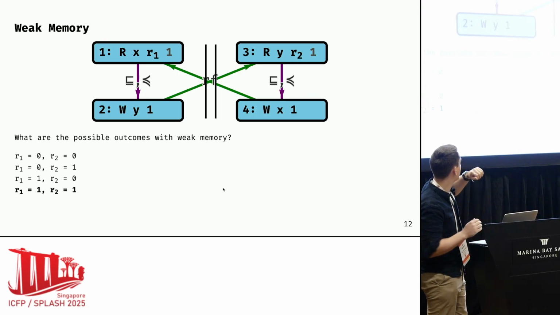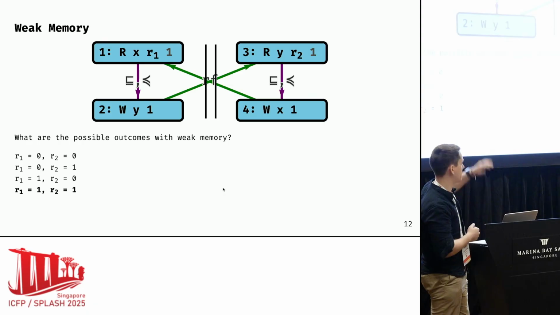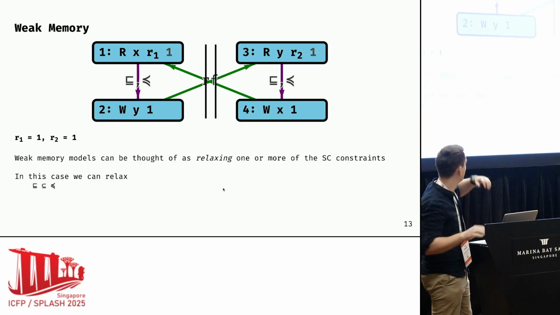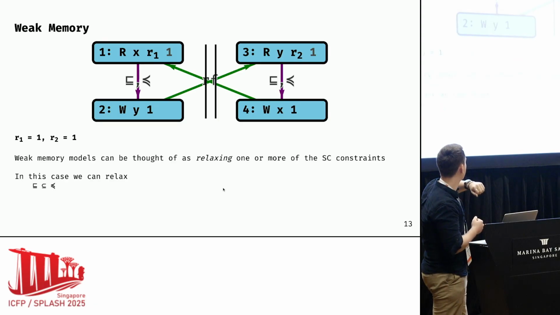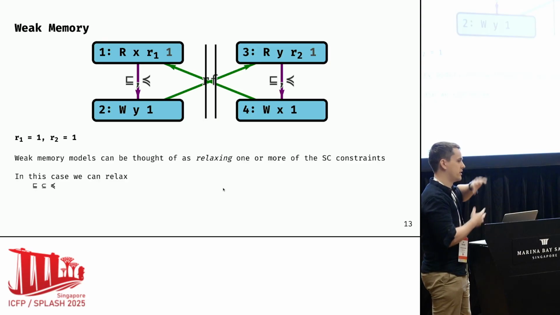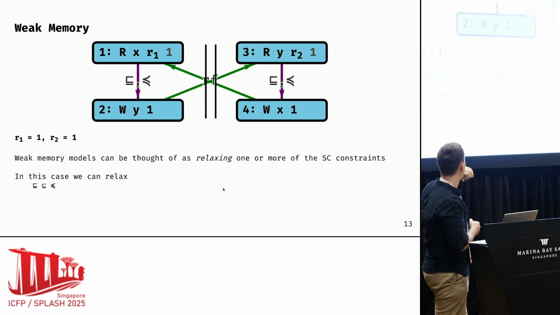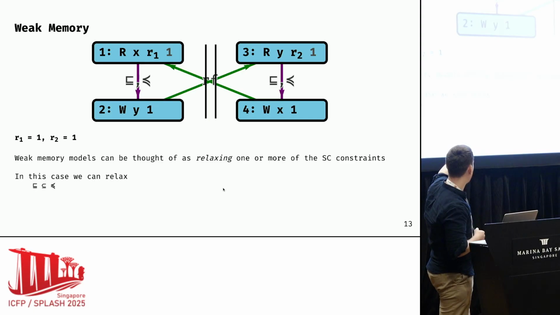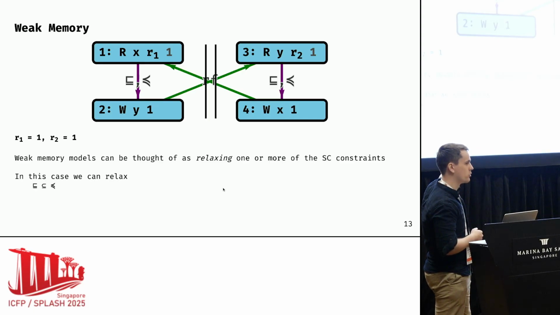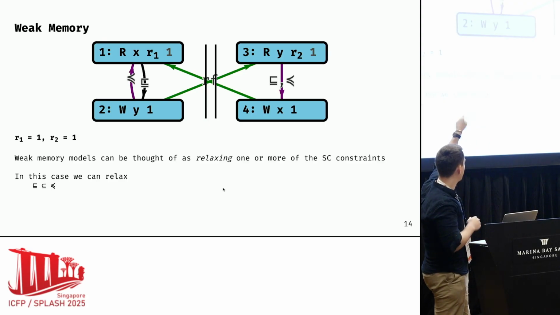But then here comes along weak memory. This allows this outcome, and it does it by relaxing one of the constraints. This is also why it's sometimes called relaxed memory. And in this case, we can relax the constraint that program order is a subset of our total order. So this arrow on the left, we can switch around our ordering, and now we no longer have a cycle, and this is allowed.